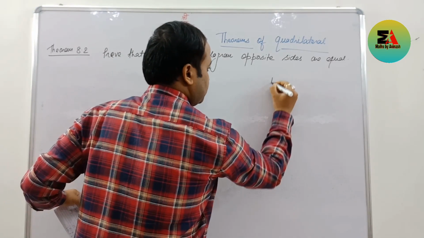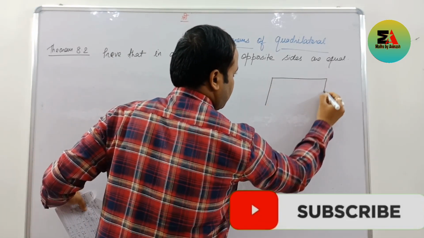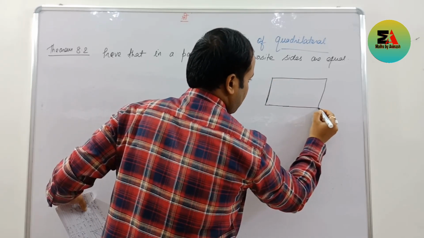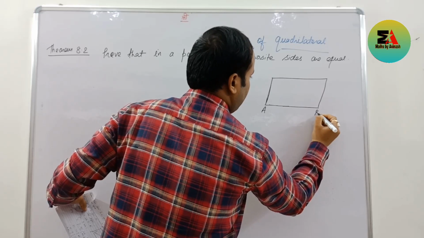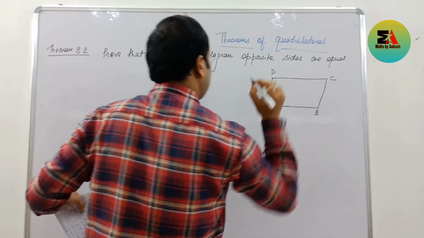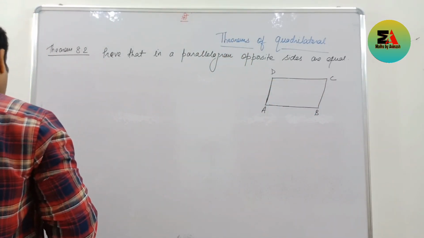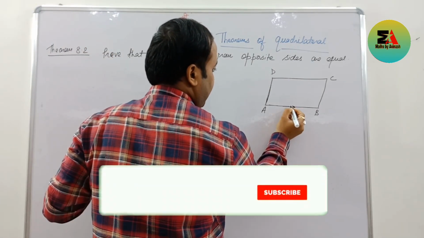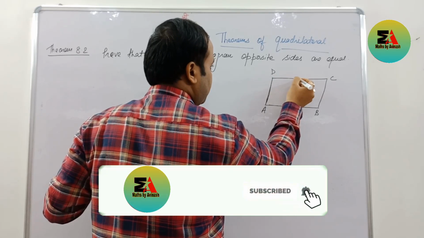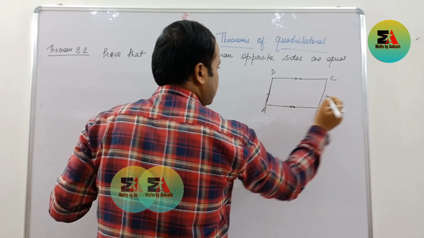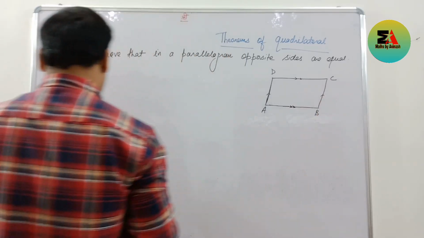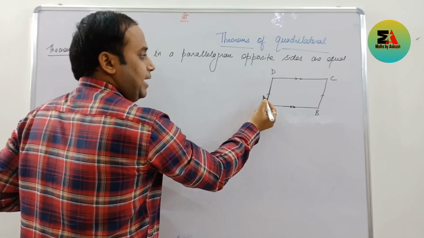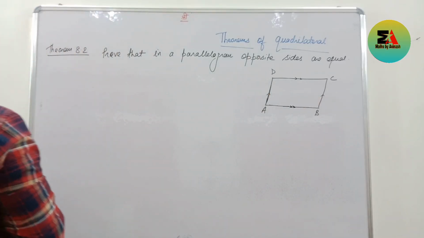Draw the figure. This is parallelogram ABCD. In this parallelogram, AB is parallel to CD and AD is parallel to BC. So we have to prove what? AB equals CD and AD equals BC. This is what we have to prove.